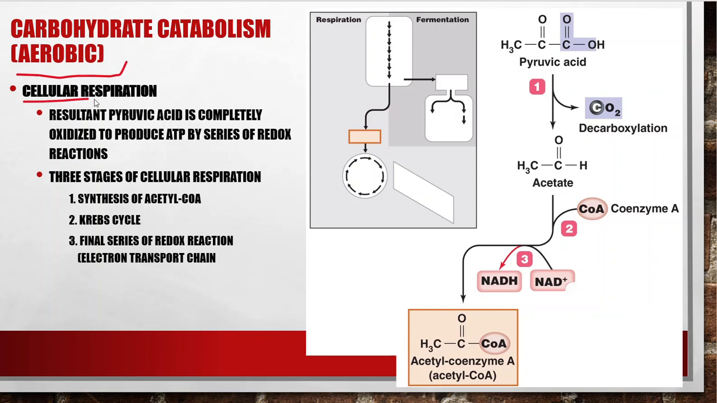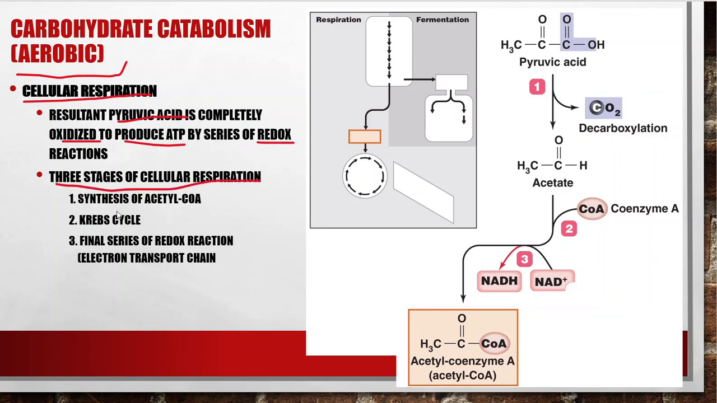Aerobic. What we do in aerobic catabolism, cellular respiration, is we take that pyruvate, that 3-carbon, and we oxidize it. We take hydrogen atoms, which have electrons. That's when we call it oxidation. And we make those into ATP by doing some redox reactions.